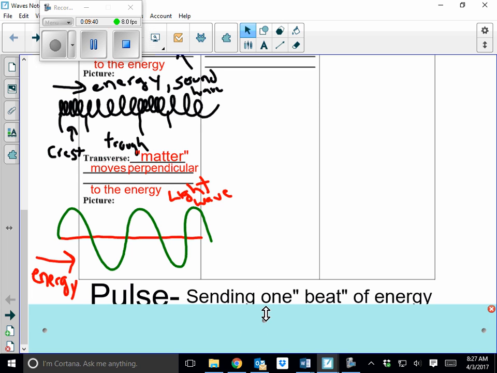Now, I just also wanted to define what a pulse was, because it's really just sending one little shot or beat of energy towards the other person. Because when I start sending multiple pulses, that's what makes the simple harmonic motion, or what appears to be a standing wave, because I'm sending multiple pulses of energy down towards the other student, and they're interfering with each other, which means adding and subtracting. And that can make either a standing wave, or it just makes different types of waves when they add and subtract.